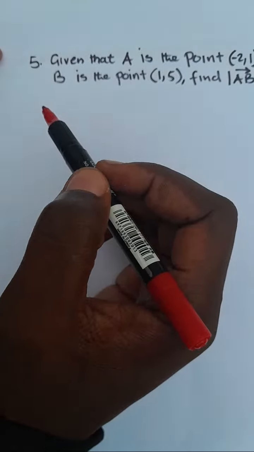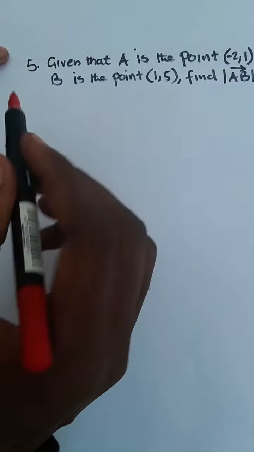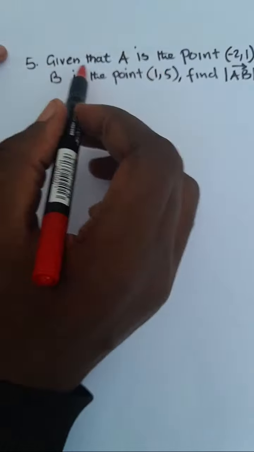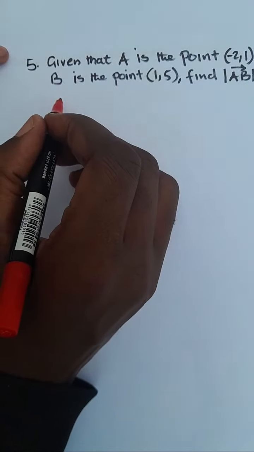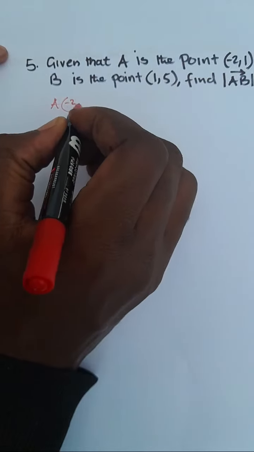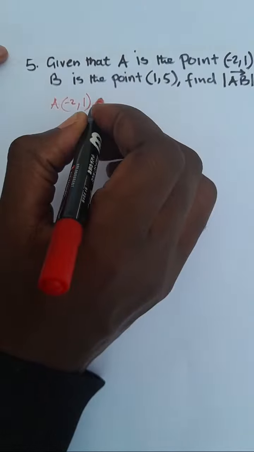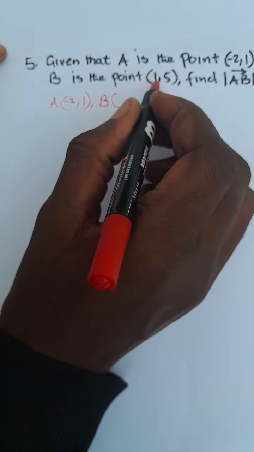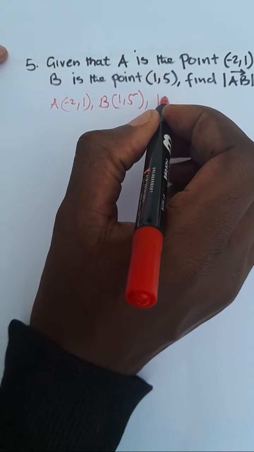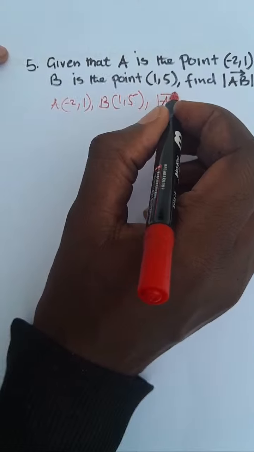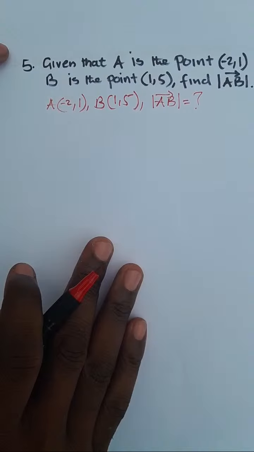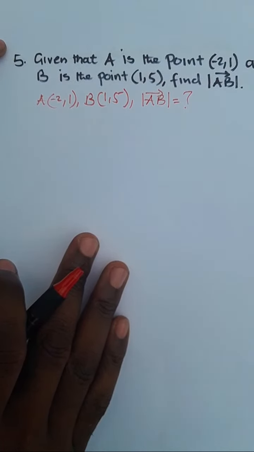Number 5, which is the last one for this video. Given that A is the point negative 2, 1, and B is the point 1, 5. Then they want us to find the magnitude of vector AB.